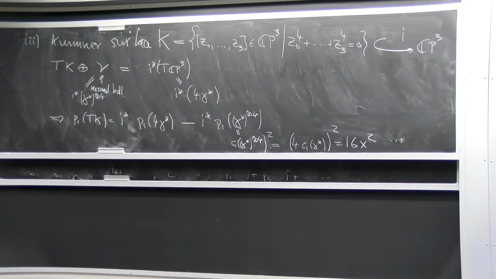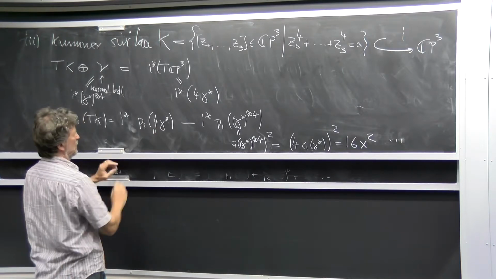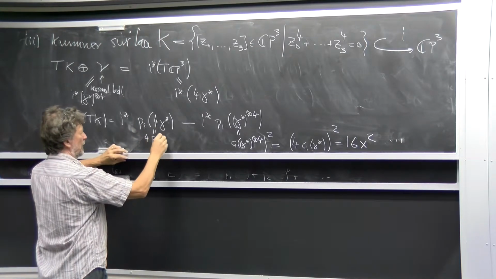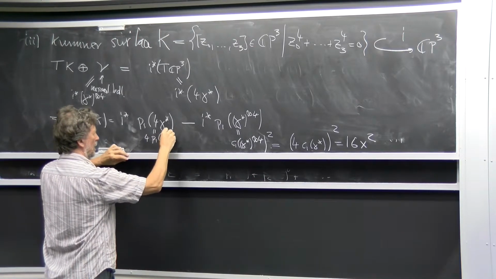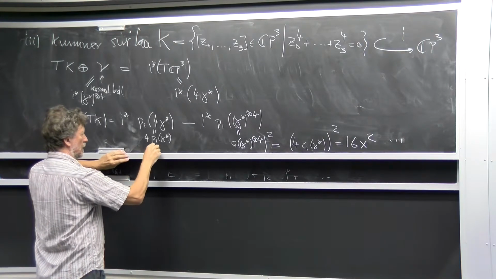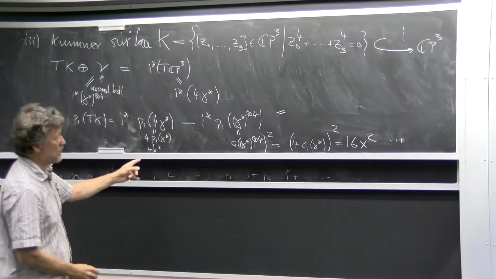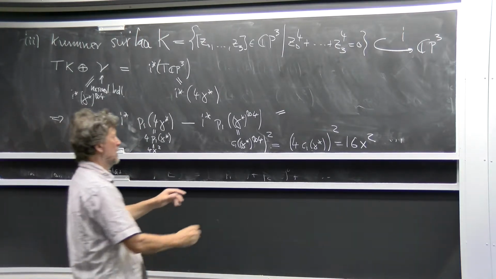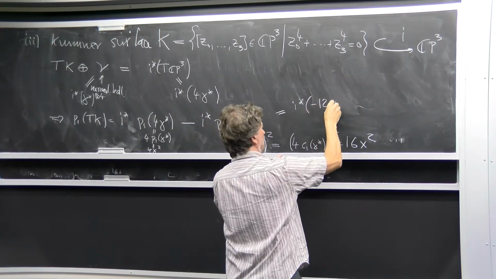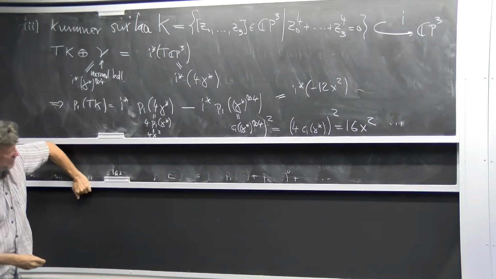Pretty good with that? So what is this here? Well, it's just 4 times the first Pontryagin class of gamma star. And this is just x squared, so you get 4 times x squared here. Okay, what's the total? Well, we get 4x squared minus 16x squared. So it's I star of minus 12x squared, right? All right, so now let's finish this up.